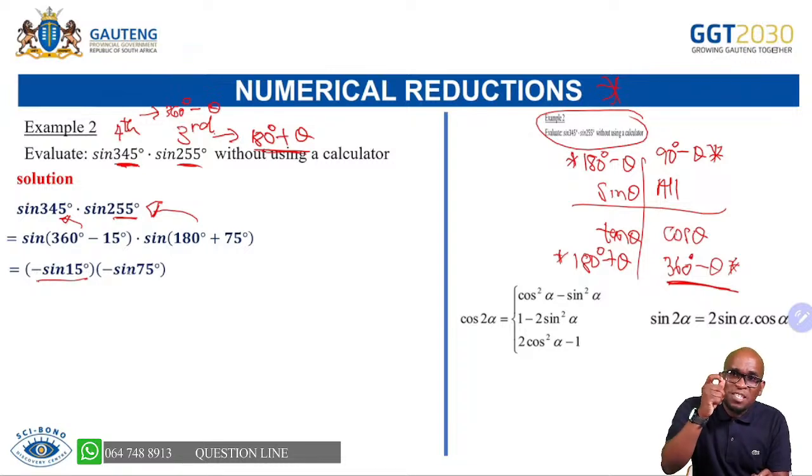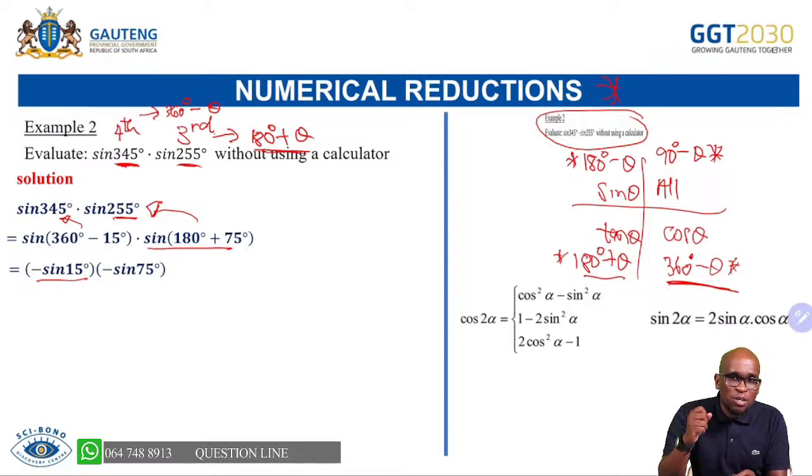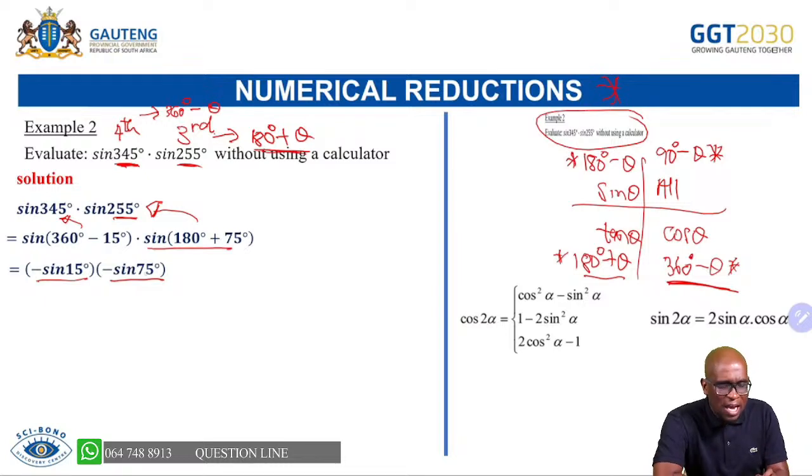You can see now 15 degrees is acute, so we were successful in reducing the angle to an acute angle. And then we go to the second one. 180 plus is in the third quadrant, and in the third quadrant sine is negative. Only tan is positive, so this reduces to negative sine 75. Now, we want to continue with this. We have sine, but there is no relationship between the two. We cannot multiply them together because the angles are different.